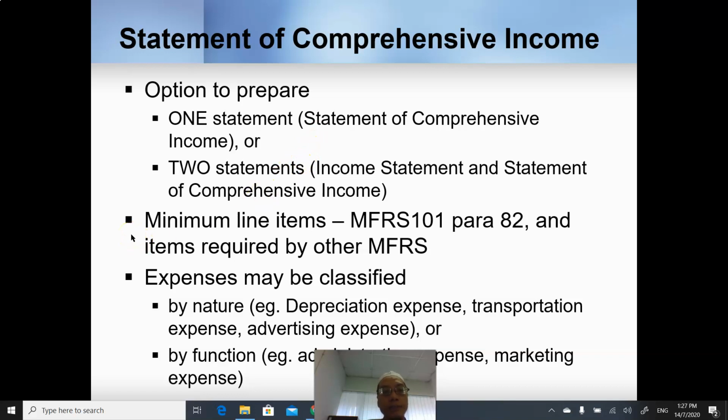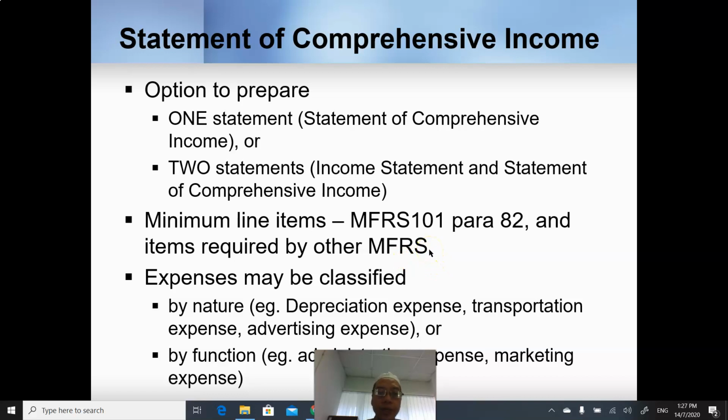There are some minimum line items which are spelled out by MFRS 101 in paragraph 82. So those minimum line items as spelled out in paragraph 82 must be shown in the statement of comprehensive income, as well as those items that are required by other MFRSs.